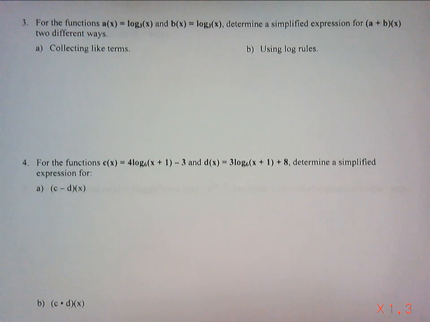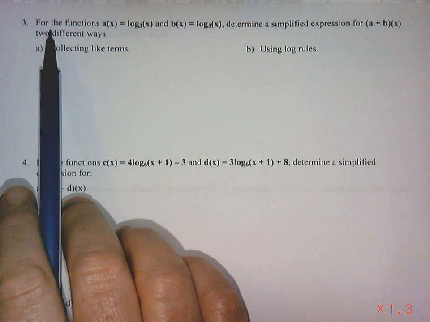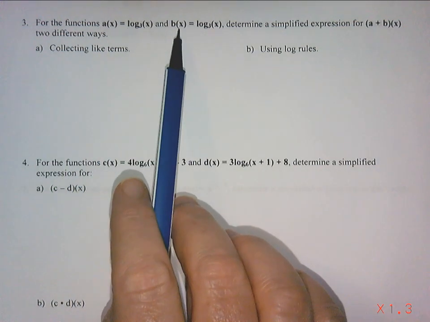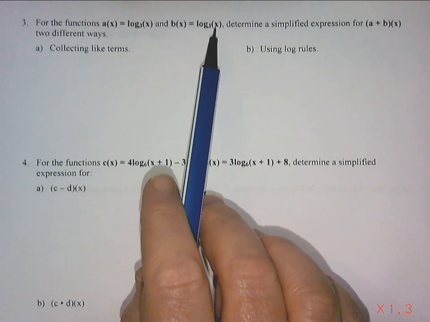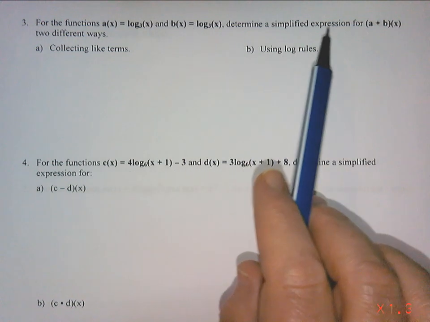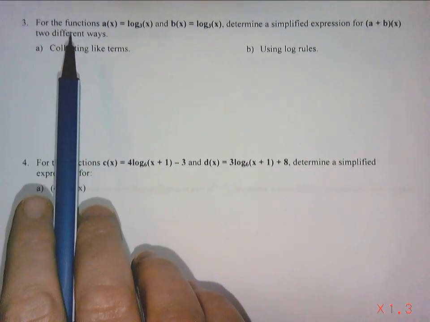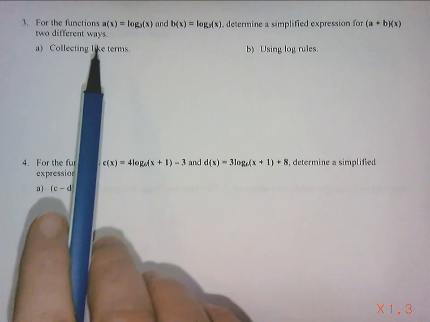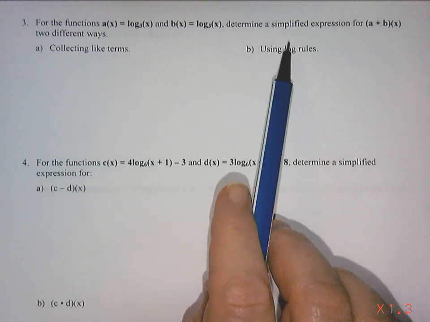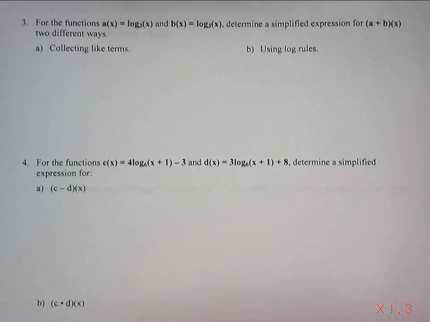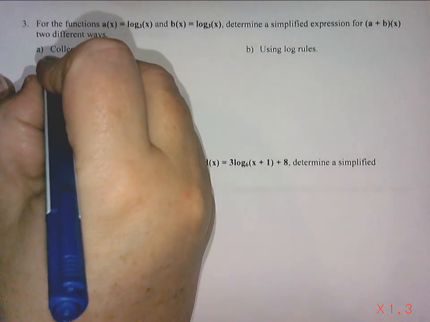This is part 3 of our video on operations with logarithmic functions. So for this question, it says for the functions a of x equals log base 3 of x and b of x, which also equals log base 3 of x, determine a simplified expression for a plus b of x 2 different ways. And those 2 ways are collecting like terms and using log rules. So we're going to see if we can do a plus b of x.